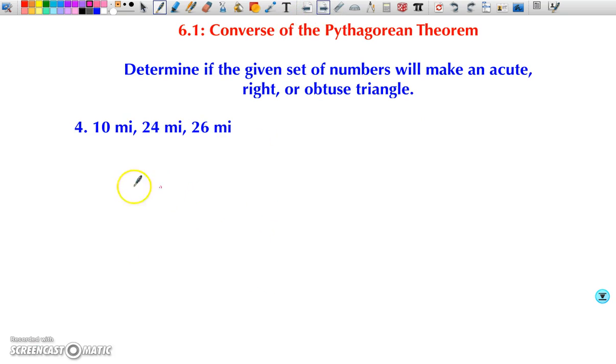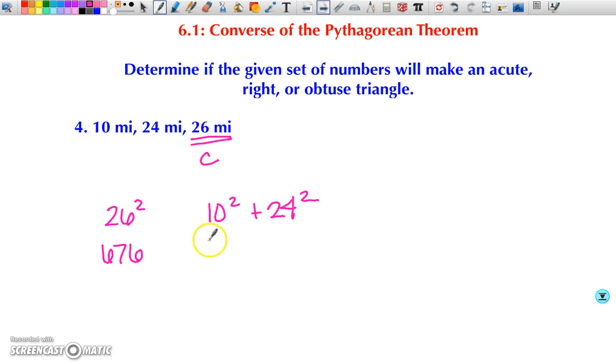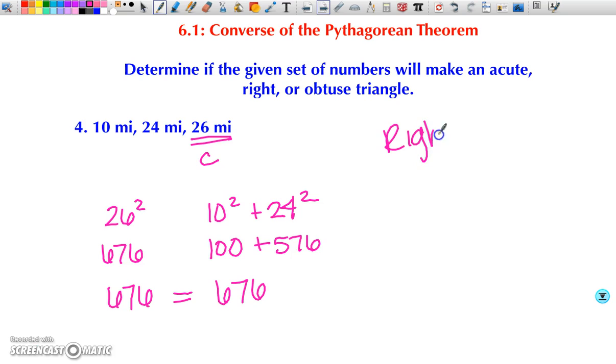All right, and then our last example here, we have 10, 24, and 26. 26 is the largest, so that's your C. So 26 squared, and compare that to 10 squared plus 24 squared. So 26 squared, we get 676. 10 squared is 100. 24 squared is 576. And so we get 676 here, we get 676 here. Those are equal, so this is a right triangle.